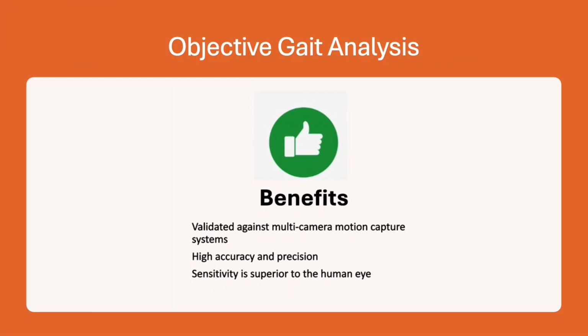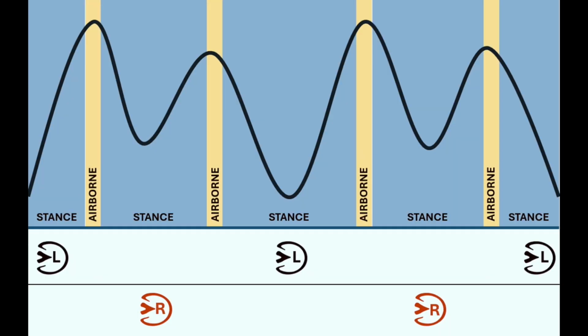Objective gait analysis methods have been introduced to alleviate some of the problems encountered with a subjective lameness examination. Two different types of objective gait analysis systems are commercially available for use in the field. These include inertial motion unit systems and single-camera video analysis systems. These objective methods of gait analysis have been validated against multi-camera motion capture systems and have shown high accuracy and precision in quantifying horse locomotion. Their sensitivity is also superior to the human eye.